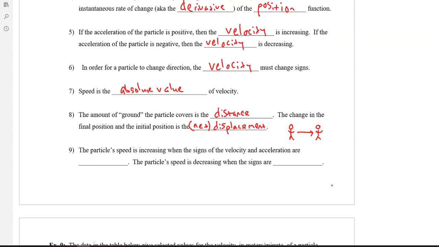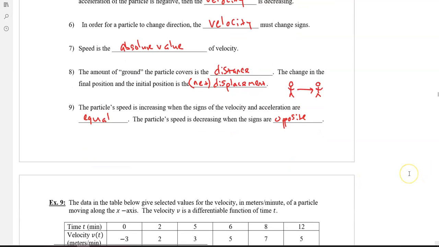Finally, number 9, particle speed is increasing when the signs of the velocity and acceleration are the same or equal. Okay? The particle speed is decreasing when the signs are opposite. Okay, and this might make sense to you, so in some sense, there's like an intuitive sense, right? So for example, if you have a positive velocity, okay, if your velocity is positive and acceleration positive, then that kind of makes sense that, yes, we're speeding up.